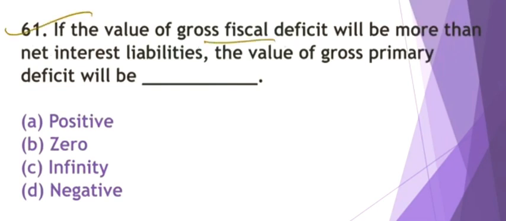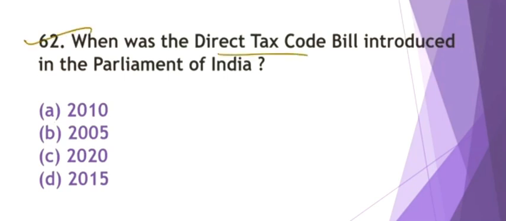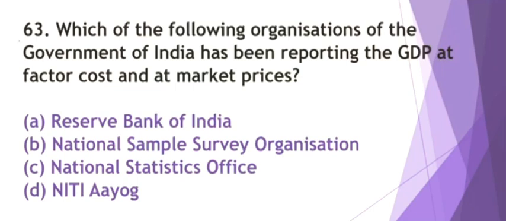61. If the value of gross fiscal deficit will be more than net interest liabilities, the value of gross primary deficit will be dash. Option number A, positive. 62. When was the direct tax code bill introduced in the Parliament of India? Option number A, 2010. 63. Which of the following organization of the government of India has been reporting the GDP at factor cost and at market prices? Option number C, National Statistics Office.